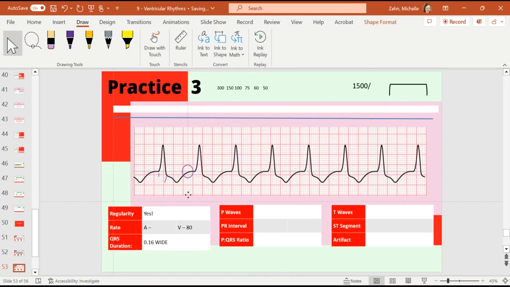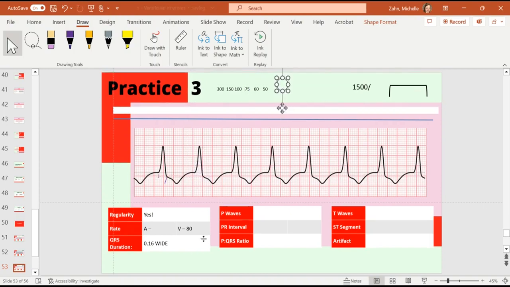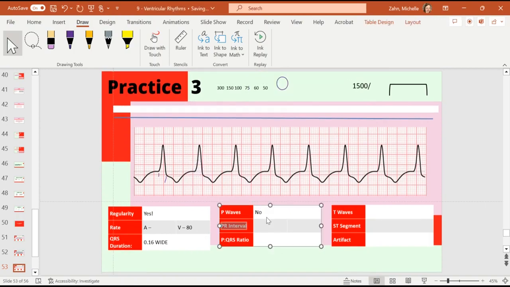Do I have a P wave before it? No. Do I have a P wave after it? No. So I'm going to put no. I don't have P waves, which means I cannot measure a PR interval, which means I definitely have more QRSs than P waves because I have no P waves. So my atrial rate is 0.